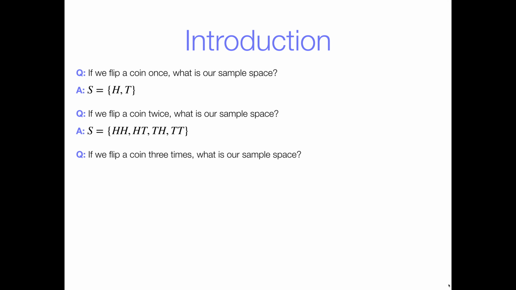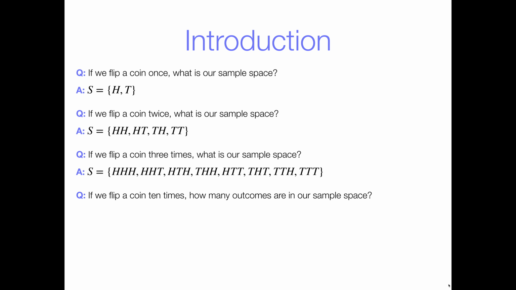Okay, continuing on with this, what if we flip a coin 3 times? What's our sample space? Well, thinking through, okay, we could see heads, heads, heads, heads, tails, heads, tails, heads, heads, tails, tails, tails, and so on. So we get a sample space with 8 things in it.